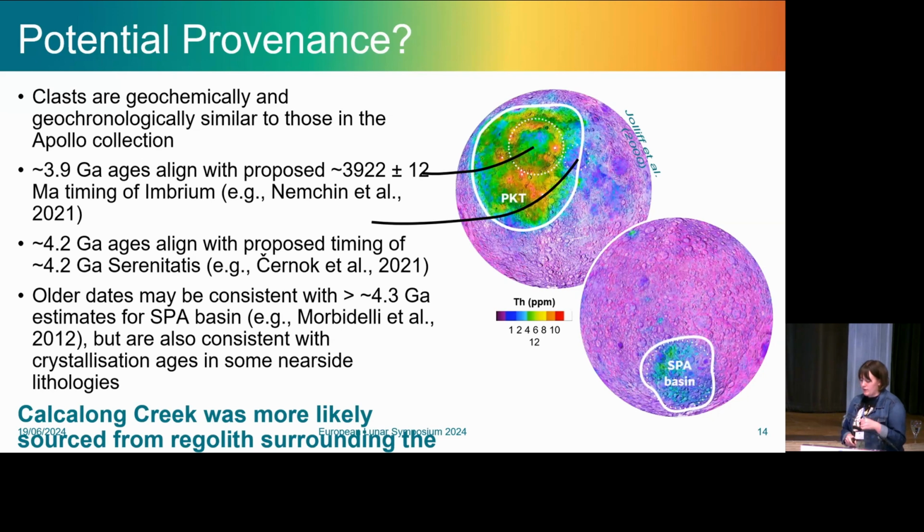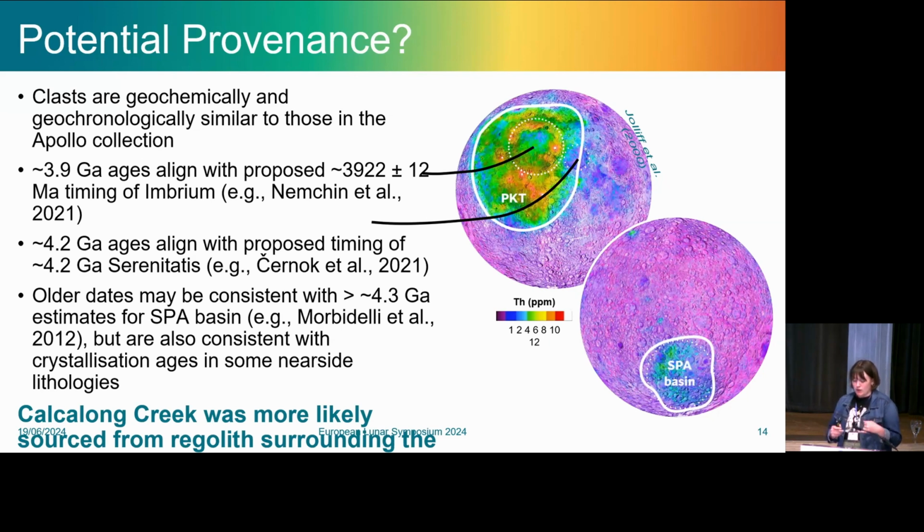And while the older 4.3 billion year old dates might be consistent with crater counts for the South Pole-Aitken Basin there on the far side, they are also quite consistent with crystallization ages we see in a lot of Apollo samples, especially the granophyres. So at the end of the day, we propose that Calcalong Creek was more likely sourced from regoliths surrounding the Procellarum KREEP terrain.